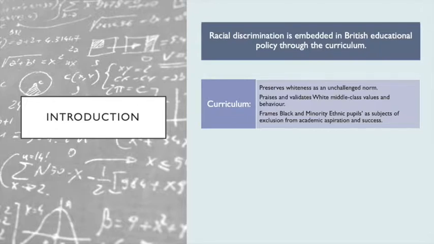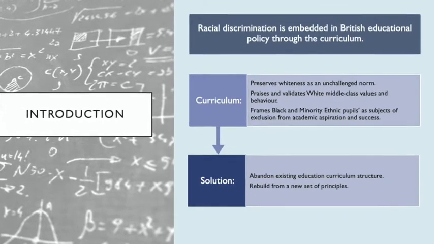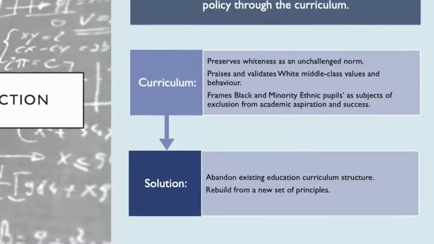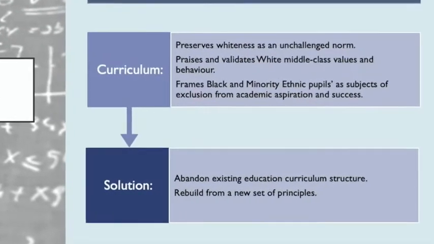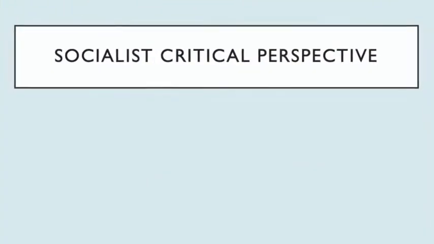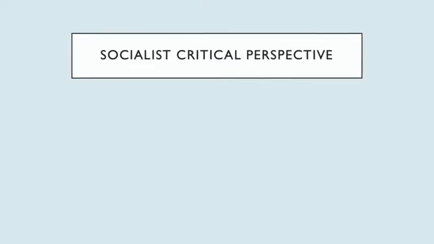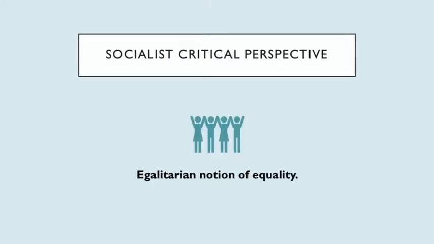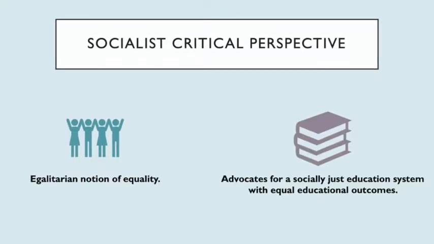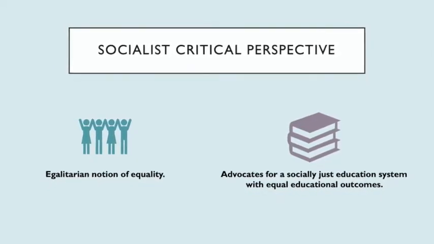I will argue the only way to solve this problem is through a transformational solution, where the existing education curriculum structure is unequivocally abandoned and is then rebuilt from a new set of anti-elitist, anti-racist principles. I am looking at this problem from a socialist critical perspective. This stance argues for an egalitarian notion of equality and focuses on achieving a socially just education system by aiming for more equal educational outcomes.